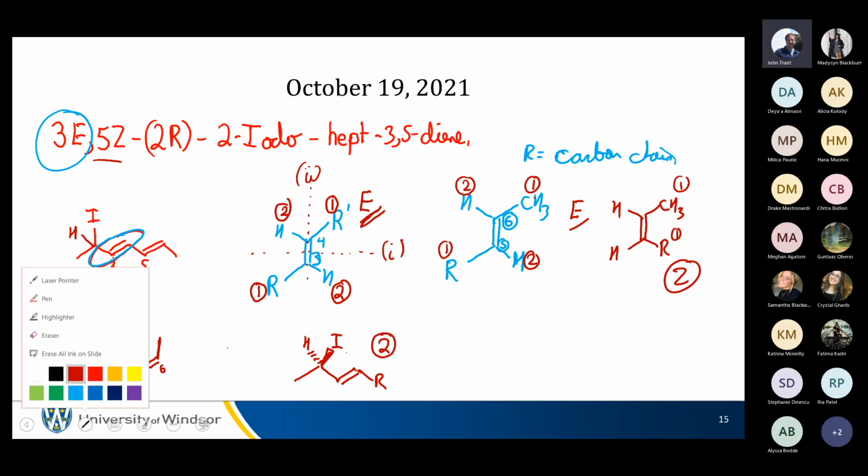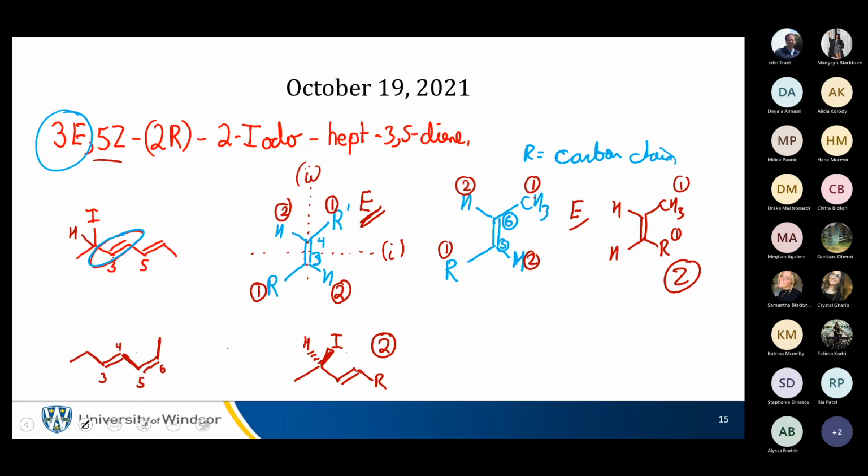So if I'm trying to give priority to this, what's the highest priority group on this carbon? The iodine. Right. And the lowest priority group? Hydrogen. Right. Those are the easy ones. Try and wipe stuff out. If you can easily isolate things by which atom it is, do that first, just to simplify your logic, because then you're not trying to balance more things. Now we're just trying to figure out 2 versus 3.